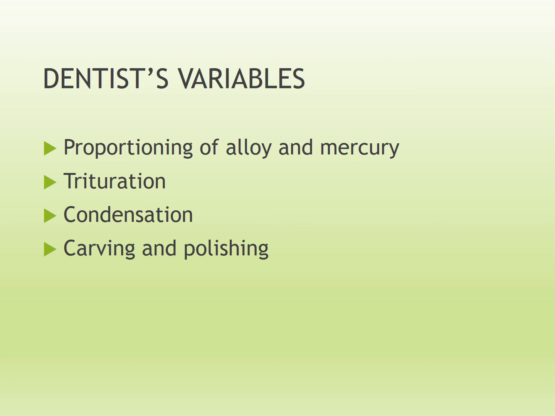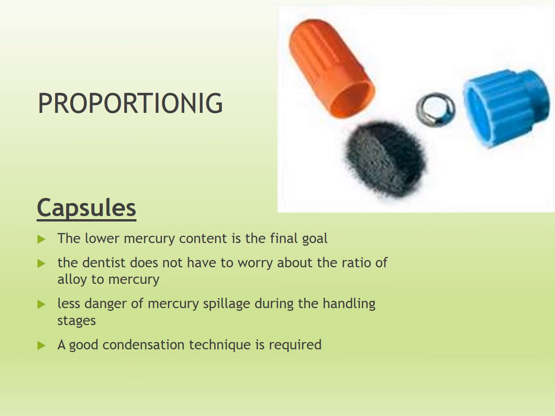The variables that are under the control of the dentists are proportioning of alloy and mercury, titration, condensation, carving, and polishing. Proportioning is most commonly carried out using volumetric dispensers or pre-proportioned capsules. The advantages of the pre-proportioned capsules is that the dentist doesn't have to worry about the ratio because it is prefixed by the manufacturer. Plus, it has less danger of mercury spillage during the handling stages. The lower mercury content is the final goal, so a good condensation technique is required.